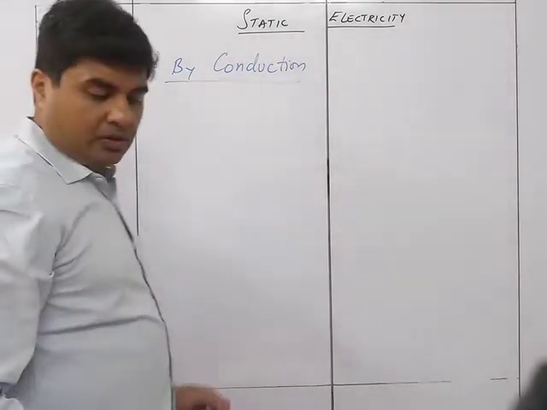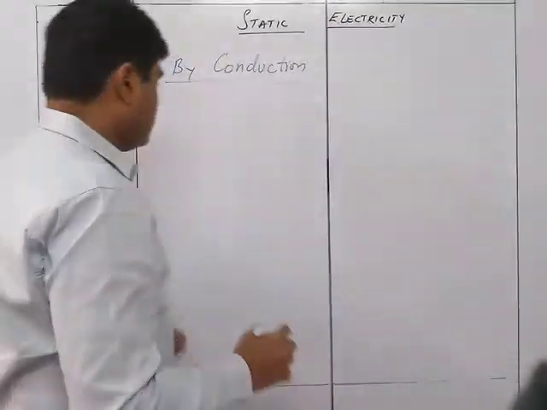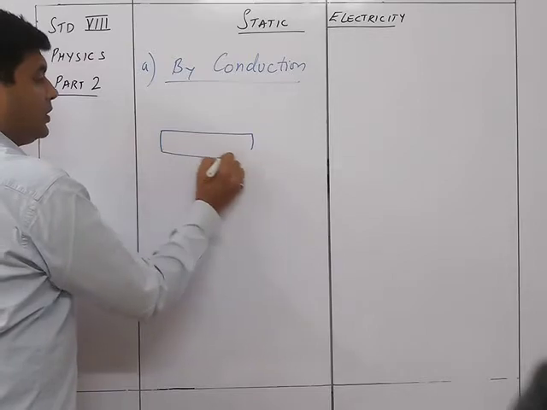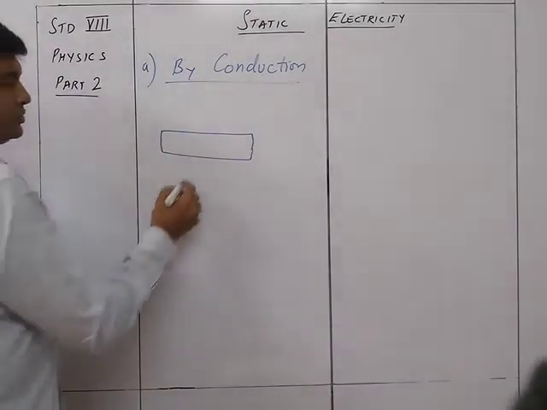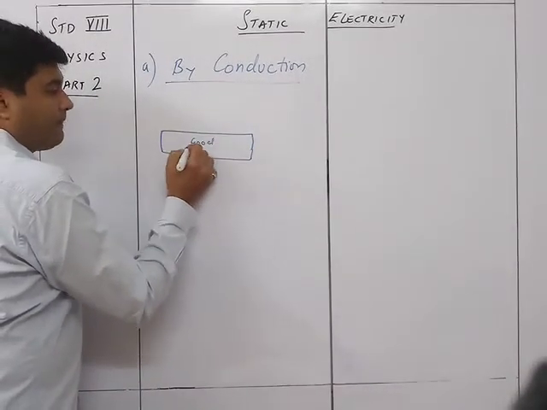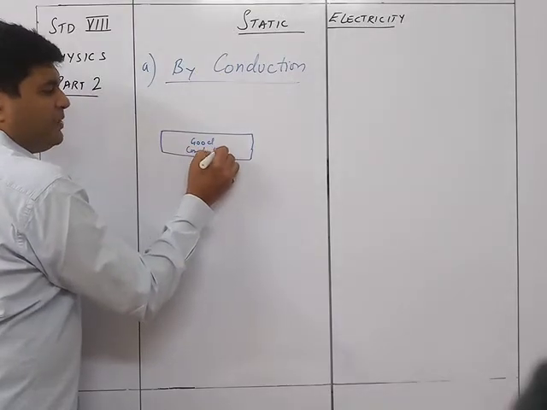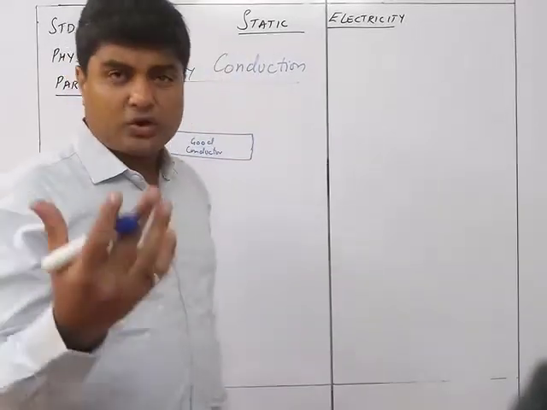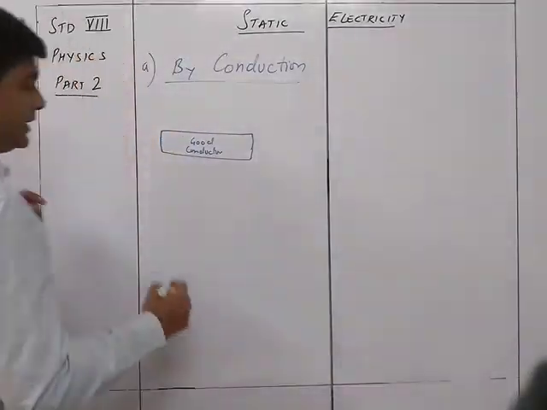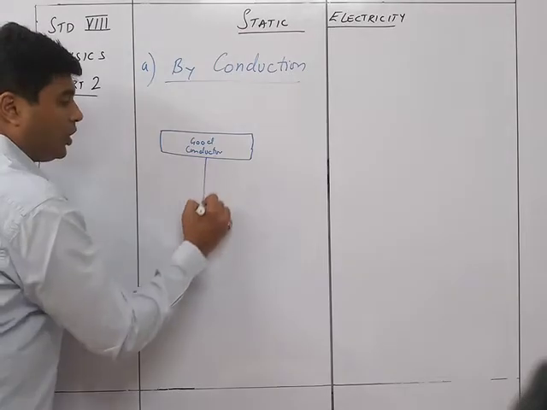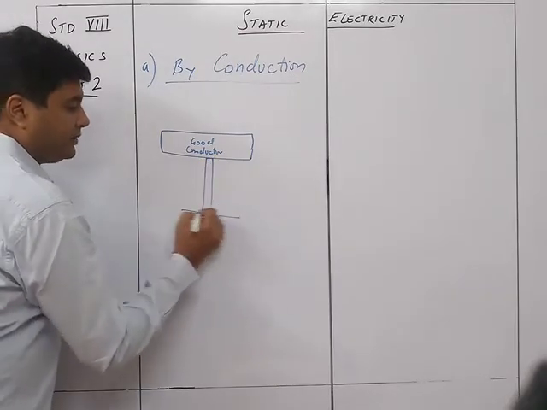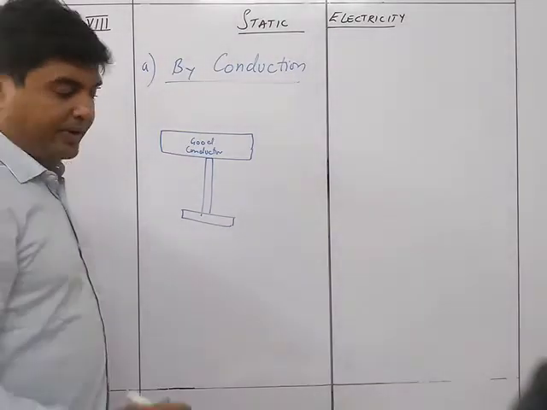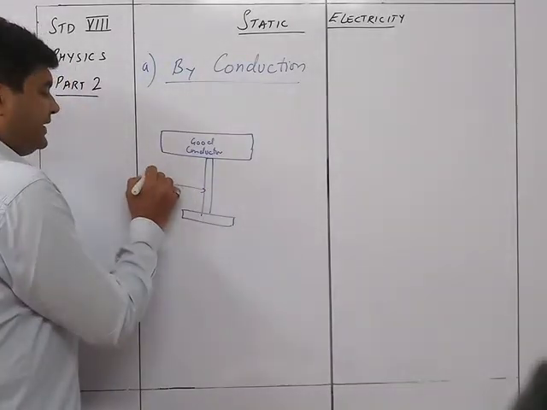So what we do over here is that we are going to take a good conductor. Maybe we can take copper, aluminium, steel, anything. We can take a metal rod, basically. But this you are fixing on an insulated kind of stand. So this is an insulator.